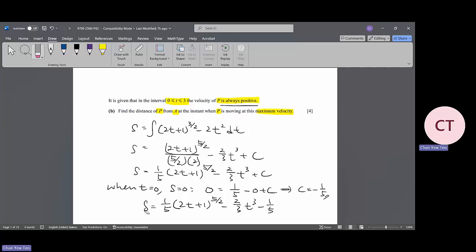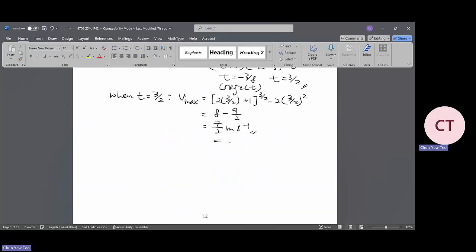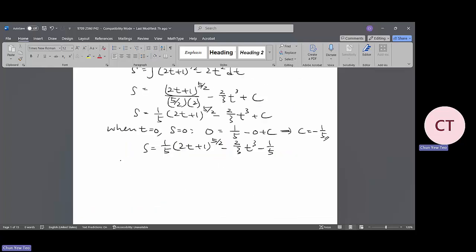So now we just need to replace t equals 7 over 2. Oh, not 7. t is not 7 over 2. Just now the velocity is 7 over 2. When you reach the maximum velocity, your t is supposed to be 3 over 2. So just say that when t equals 3 over 2, your distance will be 1 over 5 of (3 plus 1) power 5 over 2, minus 2 over 3 of (3 over 2) cubed, minus 1 over 5.